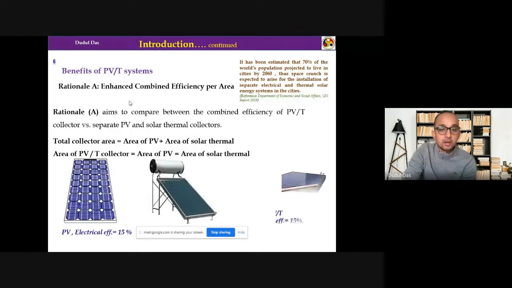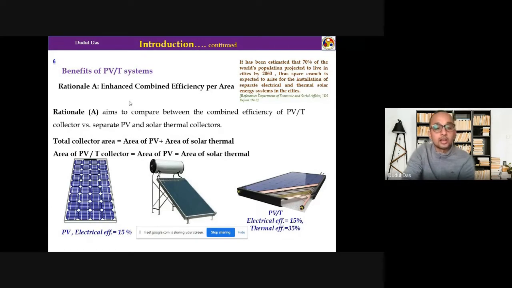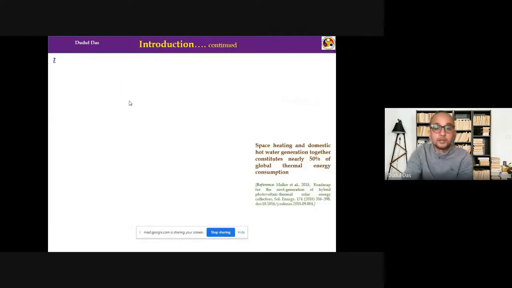Now we can see the combined efficiency. If we separately install a PV and a thermal collector, the combined efficiency comes out around 25%. Whereas for a PVT system of the same collector area, we can get a combined efficiency of almost 50%.